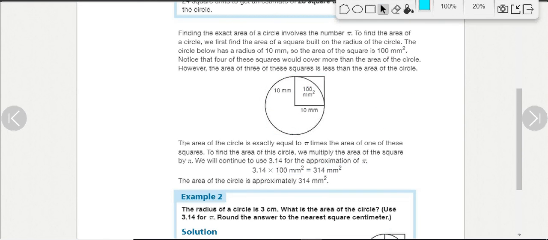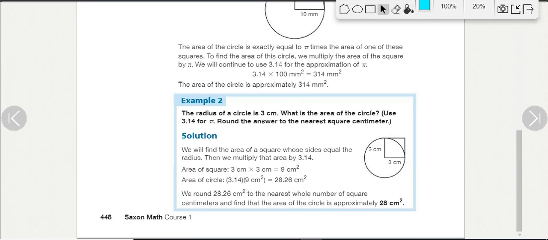Let's try this one more time. The radius is 3, so the square would have an area of 9, right? What's the area of the circle? 9, right? The area of the square times 3.14, which comes to rarely an even number. 28.26, round to the nearest square centimeter.